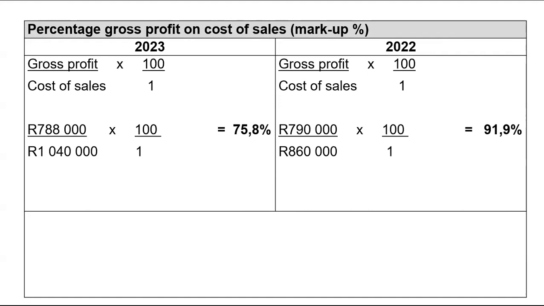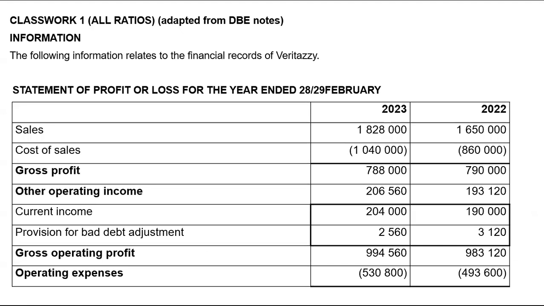But check your cost of sales for 2023. It is 1,040,000, and that obviously was taken as the amount of cost of sales that we were given in our statement of profit or loss, which is 1,040,000. You just divide your gross profit of 788,000 by 1,040,000. And you do the same thing for 2022. You will simply take 790,000 divided by 860,000.